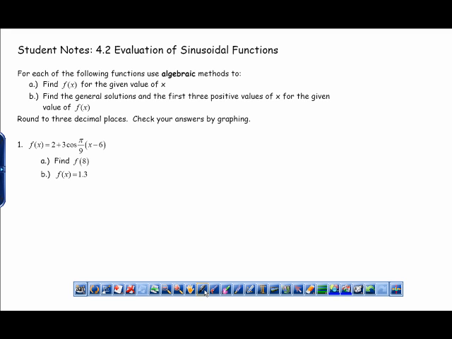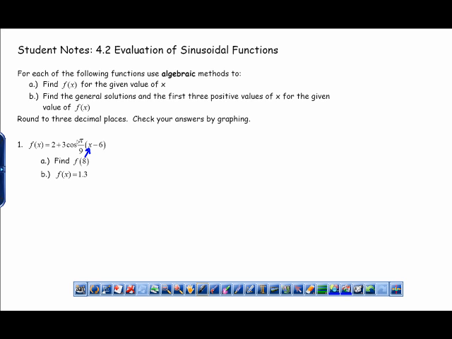So, number 1, f of x equals 2 plus 3 cosine of pi over 9 times x minus 6. Find f of 8. So, what this is asking us to do is to plug in 8 for x and evaluate. What would f of 8 be? So, pretty much what we're doing here is we're plugging it in. And you have to do this on the calculator.